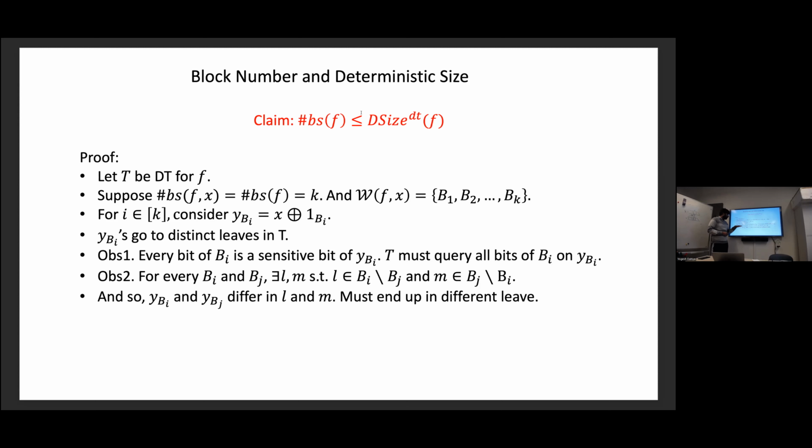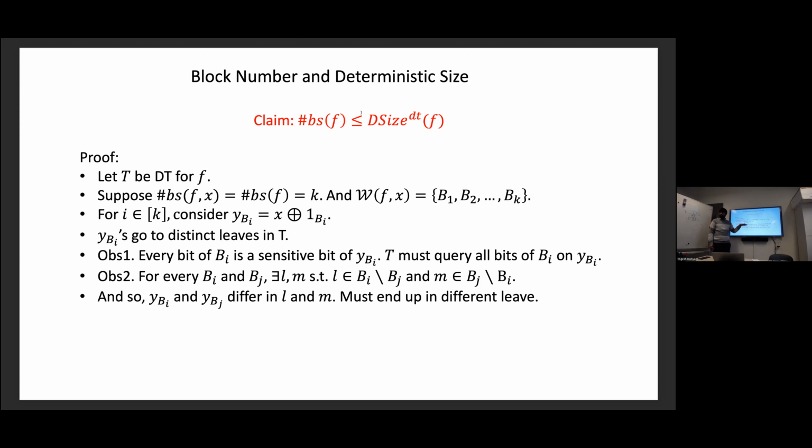Let's come to observation 2. Now, these blocks are minimally sensitive. They form an anti-chain. No one is contained in another. Right? So if you look at any two blocks, there exists a coordinate which is there in Bi, which is not there in Bj. And the other way around also, there exists a coordinate in Bj, which is not in Bi. So this observation is also obvious.